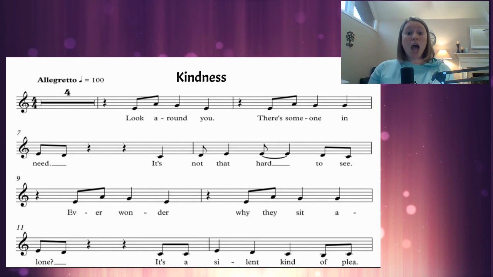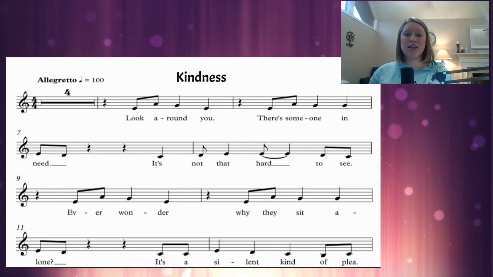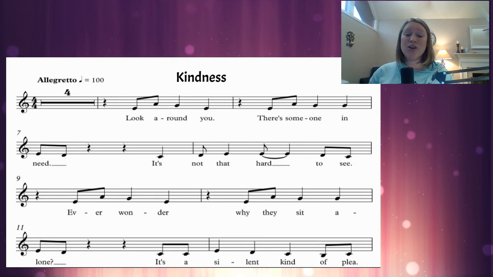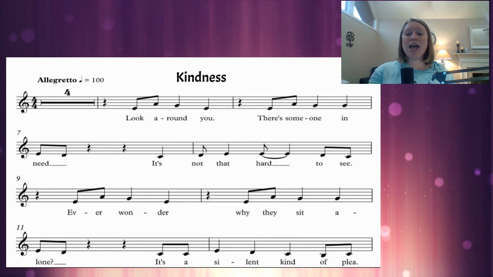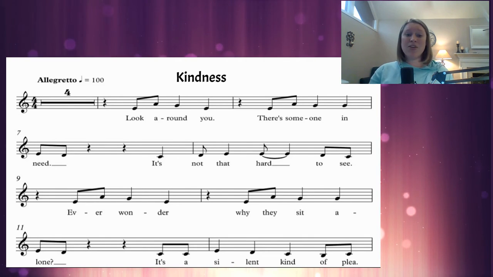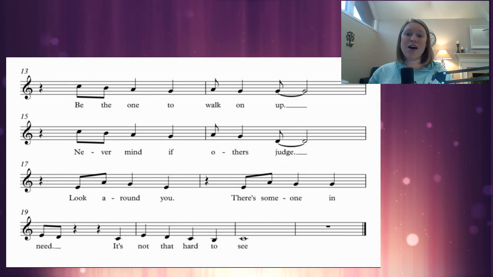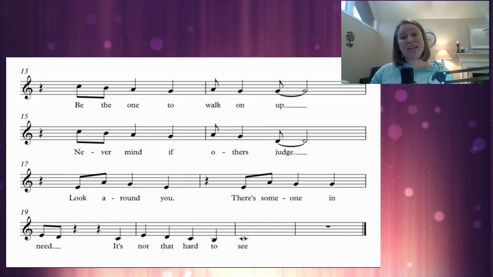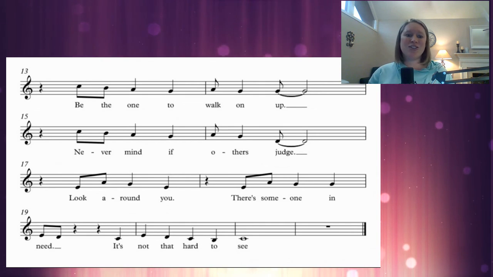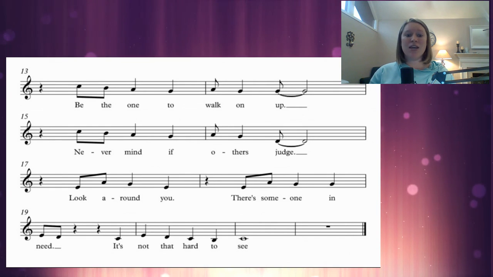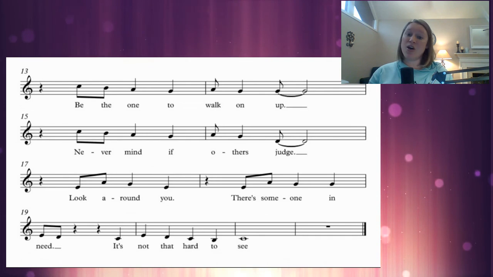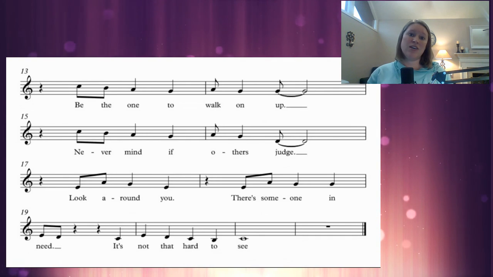Here it is. Look around you, there's someone in need. It's not that hard to see. Ever wonder why they sit alone? It's a silent kind of plea. Be the one to walk on up. Never mind if others judge. Look around you, there's someone in need. It's not that hard to see.